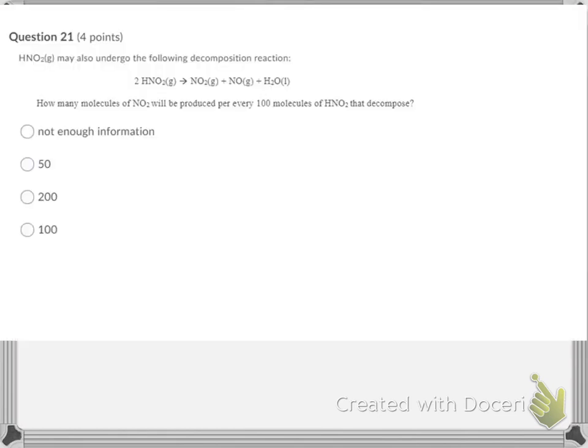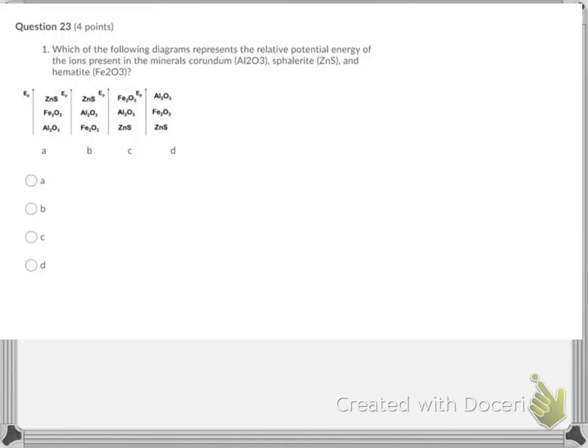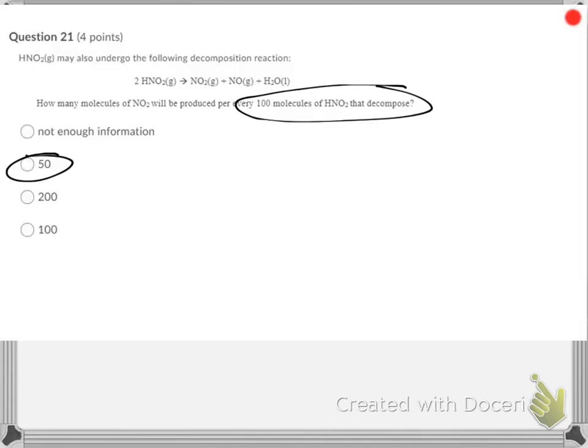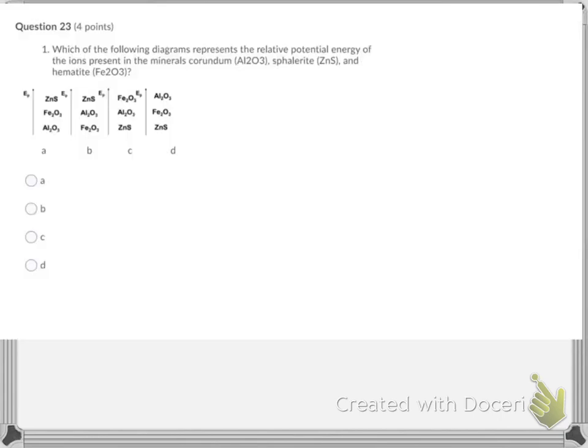How many molecules of NO2 will be produced for every 100 molecules of HNO2? It looks like we have a repeater here, so I'll just skip that. We did that already. The answer is 50.